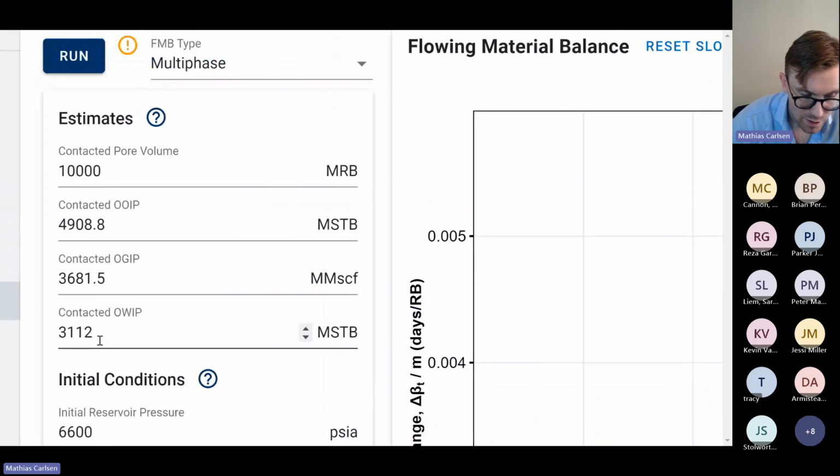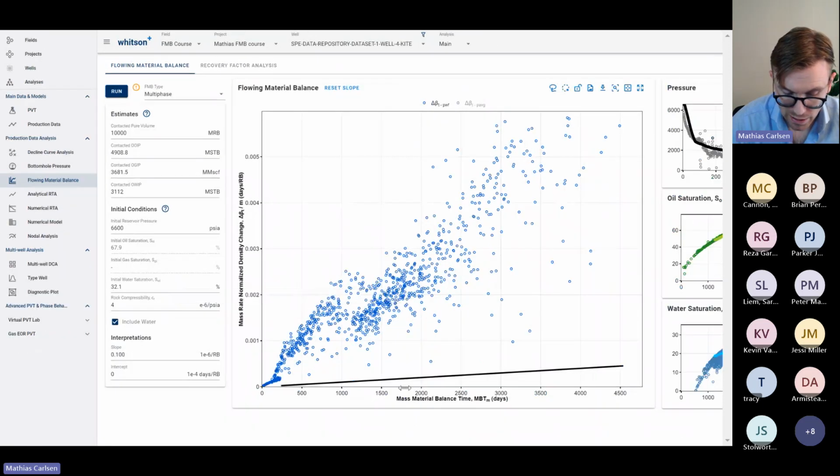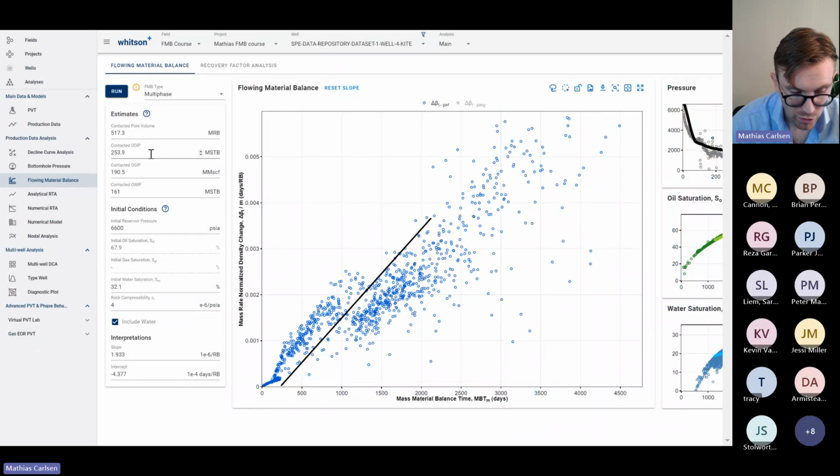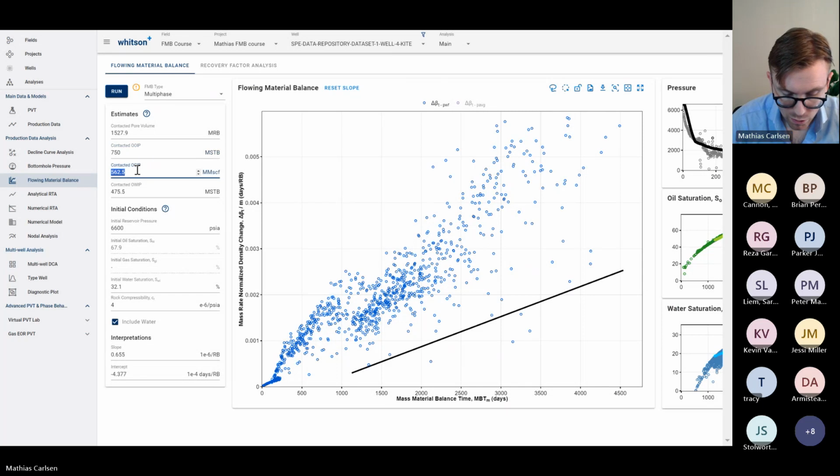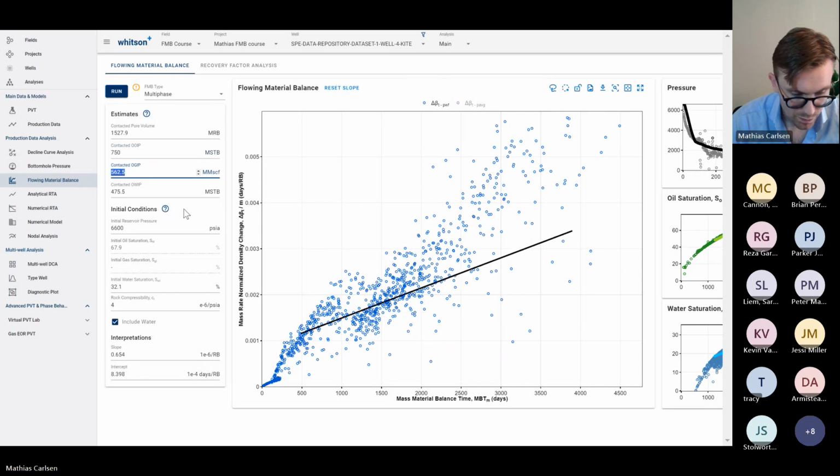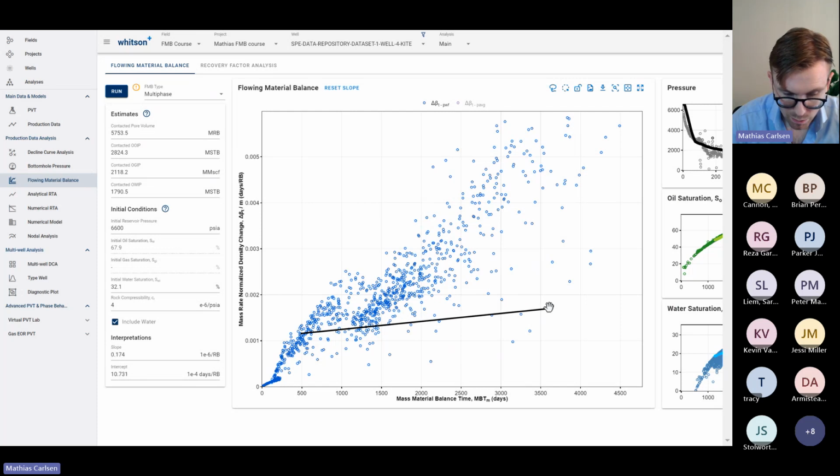These numbers right here, they're connected to the line. So this line right here, if I change the slope of this line, you'll see these numbers will change. Also, if I make this line another number, you'll see that the slope is changing as well. Okay, so these numbers right here are connected to the line. So a steeper line, that's a low contacted pore volume, and this is a higher contacted pore volume. Easy enough.